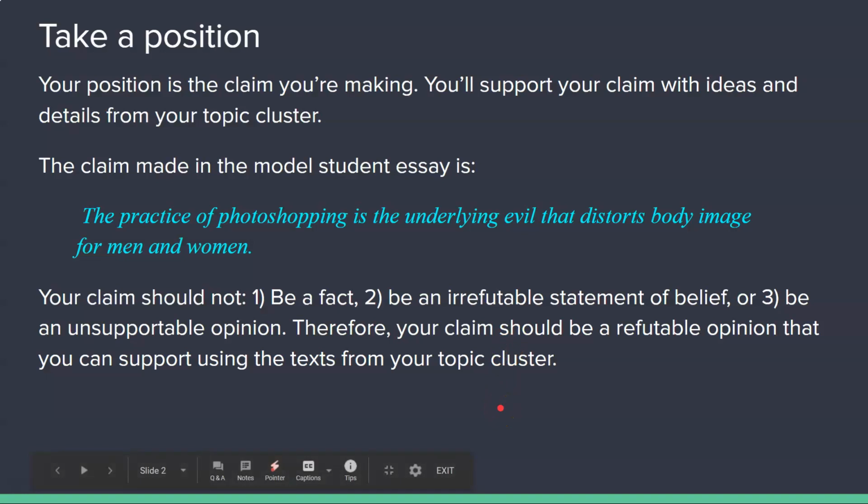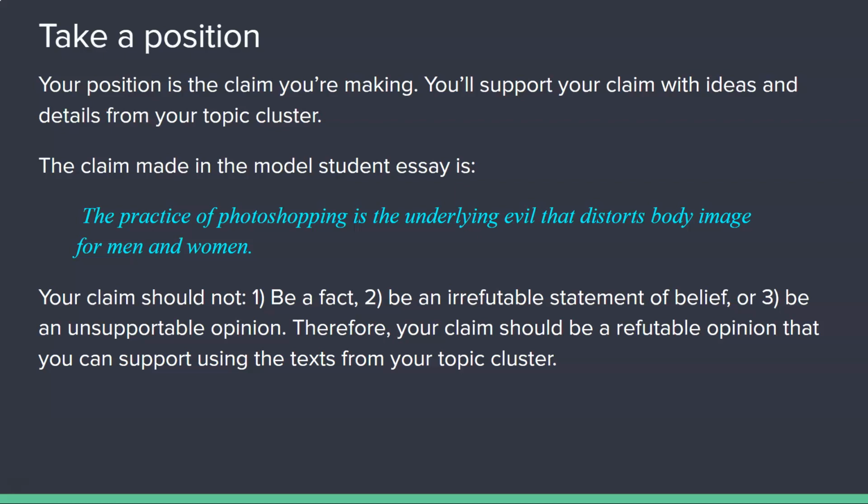Okay, so just as a sort of review and reminder of what the paper really is about. It's about taking a position. Your position is the claim you're making. You'll support your claim with ideas and details from your topic cluster. Now, this is just an example from a previous Comp 1 course. So the claim made in the model student essay is the practice of photoshopping is the underlying evil that distorts body image for men and women.